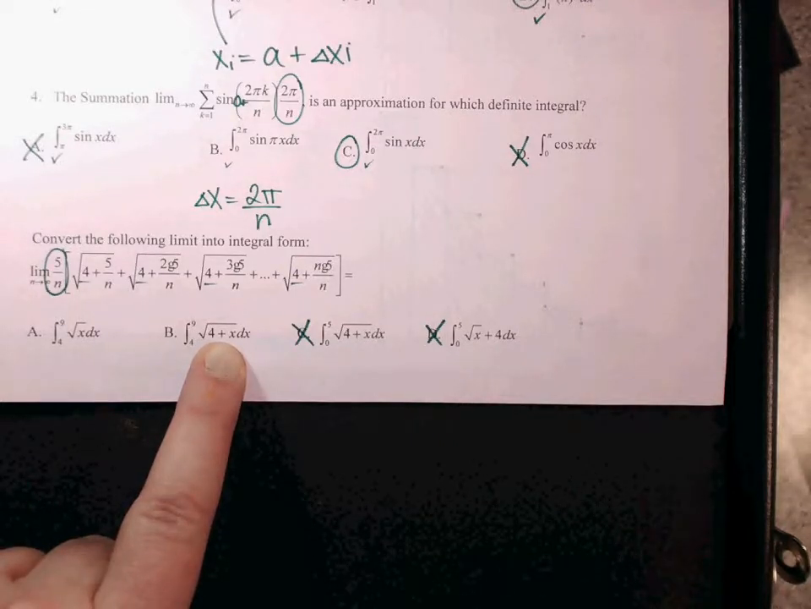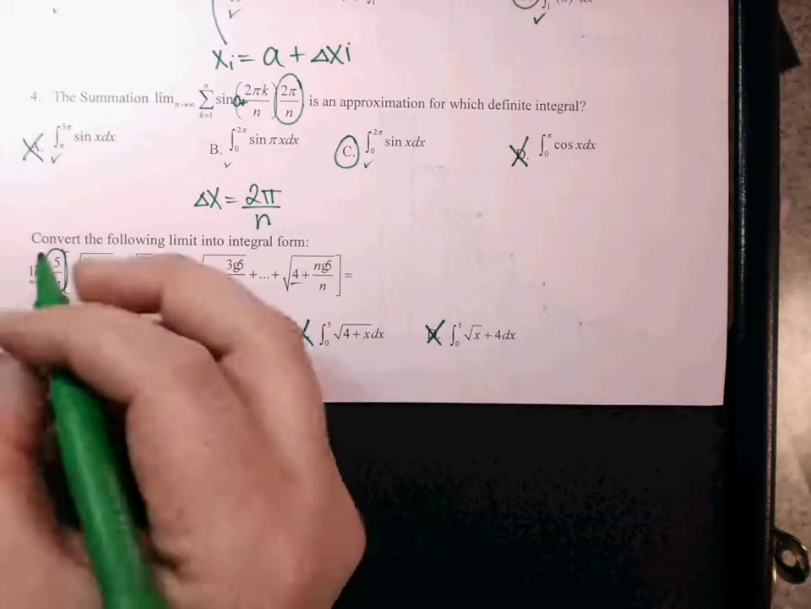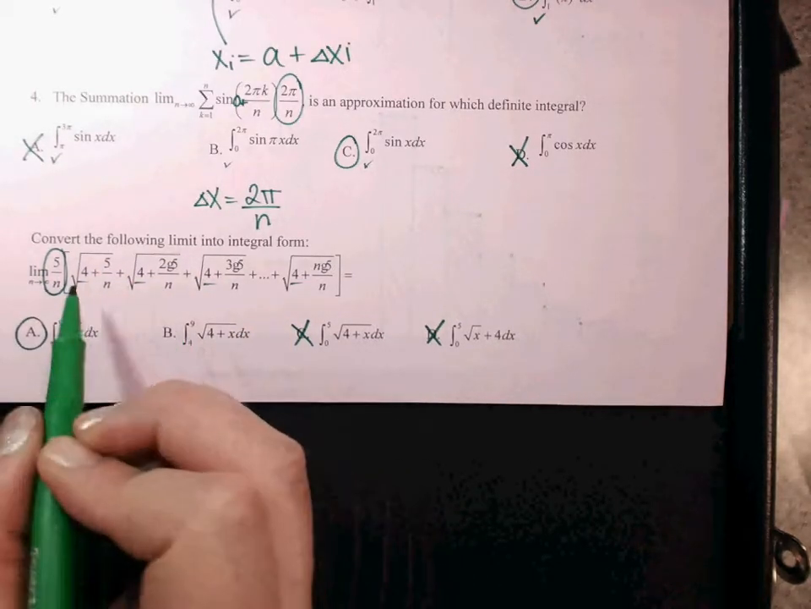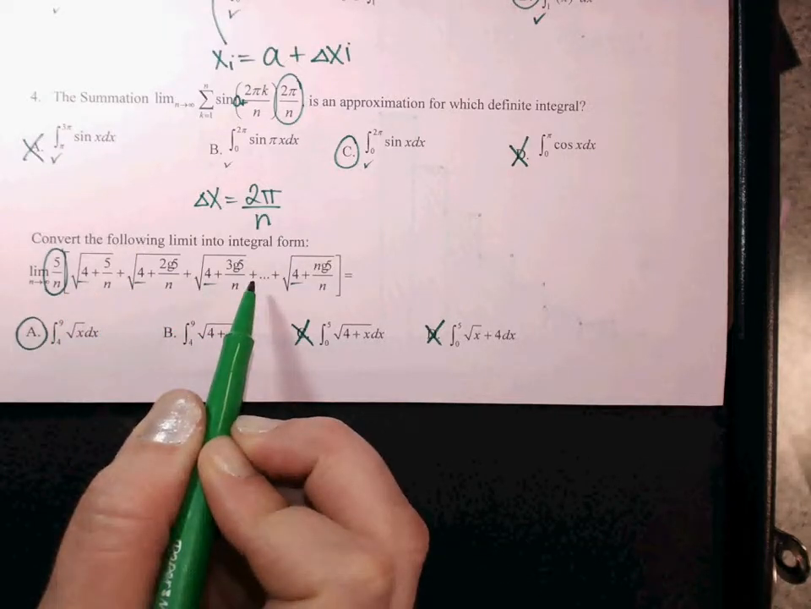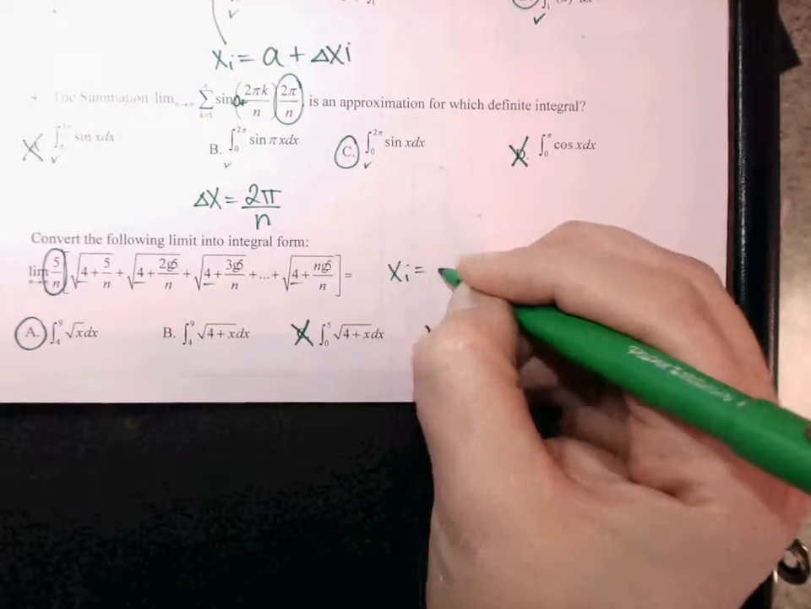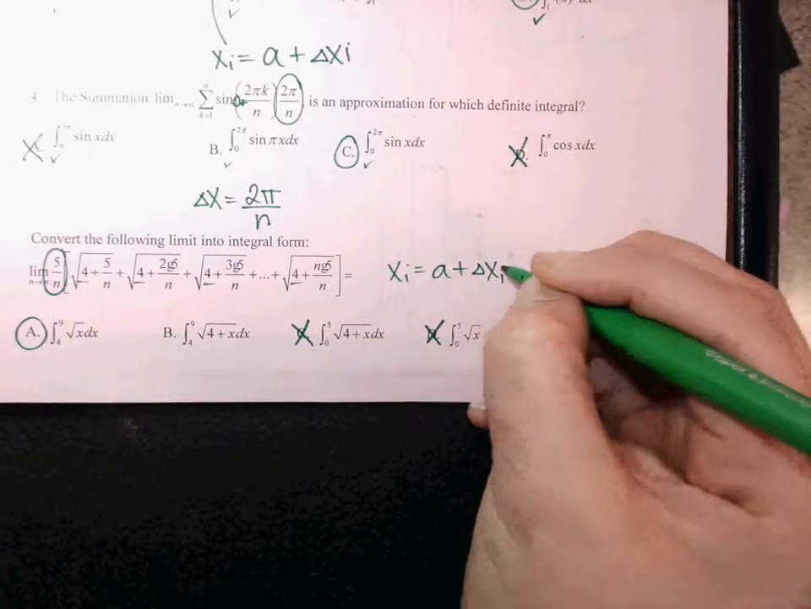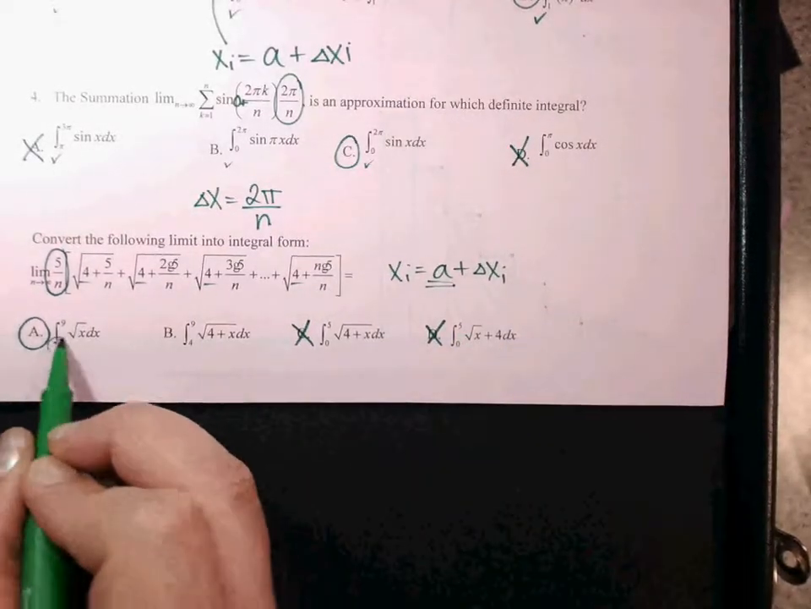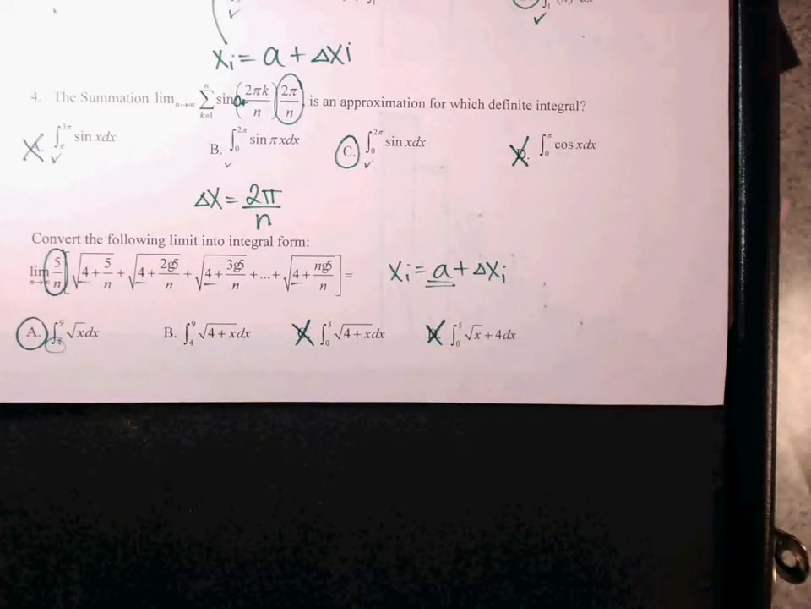And then the next question, should I also have a 4 plus on the inside? Or is the 4 plus part of where I'm integrating from? It's where you're integrating from. So should it be A or B? A. Okay, one more time. This is why. Where does the 4 in this come from? That's your a in your x sub i. Remember, it's a plus delta x i. So this is where you're starting the integral from. That's why there's a 4 there.